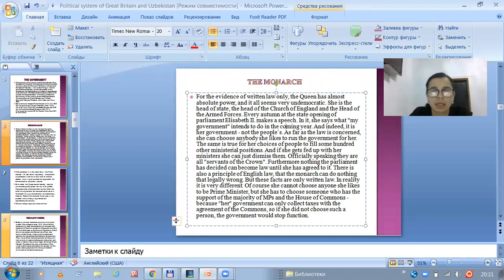And indeed, it's her government, not the people's. As far as the law is concerned, she can choose anybody she likes to run the government for her. The same is true for her choices of people to fill some 100 other ministerial positions. And if she gets fed up with her ministers, she can just dismiss them. Officially speaking, they are all servants of the crown. Furthermore, nothing the parliament has decided can become law until she has agreed to it. There is also a principle of English law that the monarch can do nothing that's legally wrong.